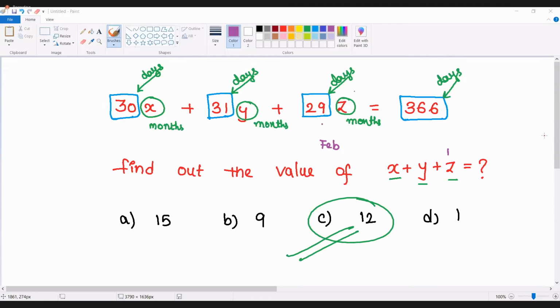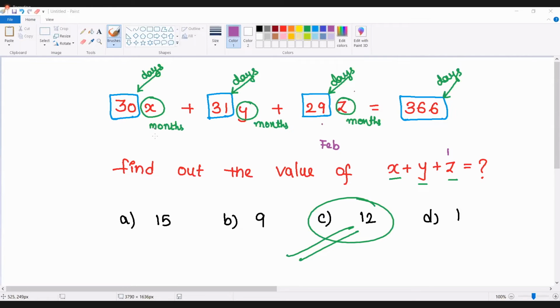February will have 29 days or 28 days. If it is 28 days, that is nothing but we can say a non-leap year, which will have 28 days in February. That's the reason a non-leap year will have 365 days. And what is the value of x if you observe?